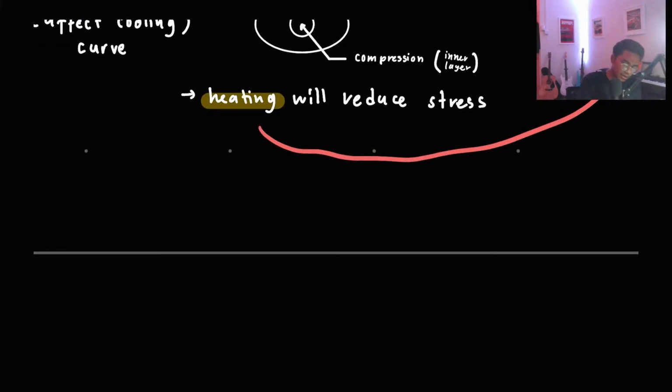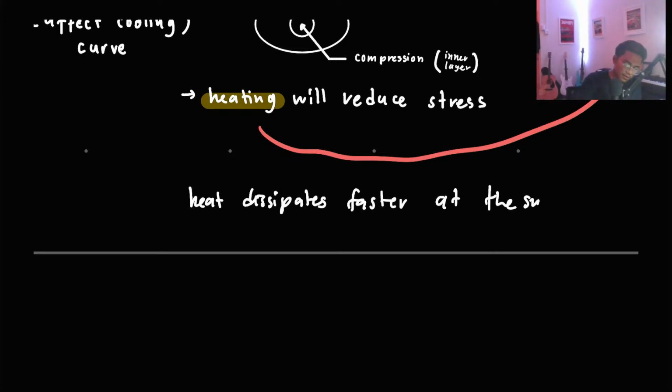So let's write it here. Heat dissipates faster at the surface, but the heat from the core did not escape.